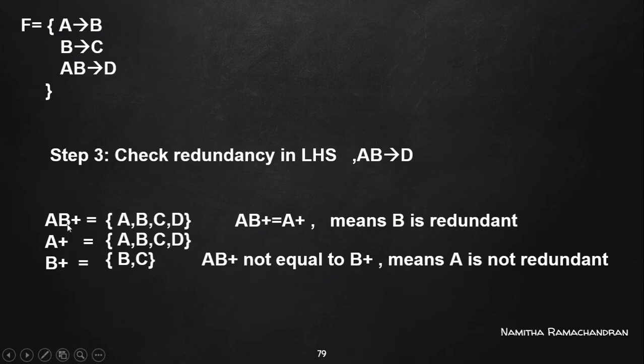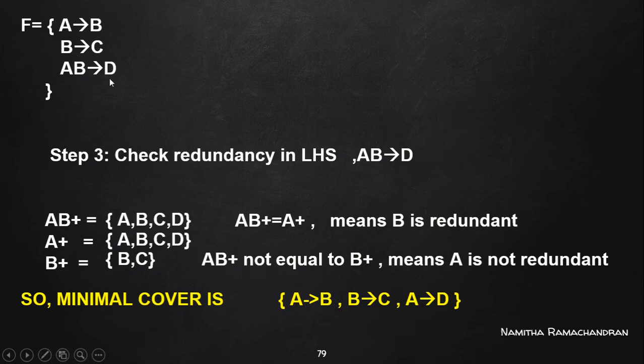But A closure becomes equal to AB closure. Here B is absent, and A closure becomes equal to AB closure. So it is clear that B is redundant. So we can rewrite this AB implies D now as what? A implies D. We can remove B here because B is actually redundant. So the final minimal cover of the given F is A implies B, B implies C and A implies D. So this is the final answer for the given dependency set F.